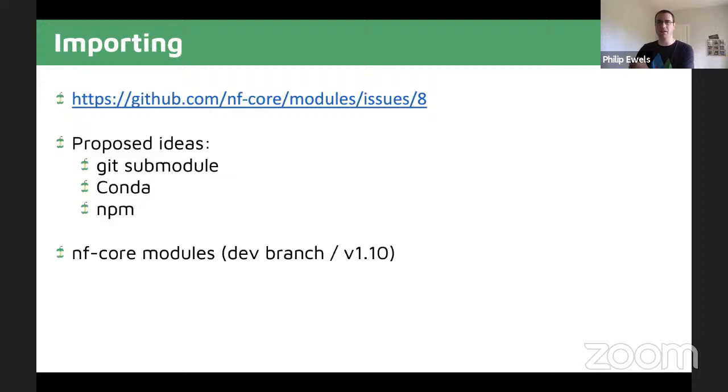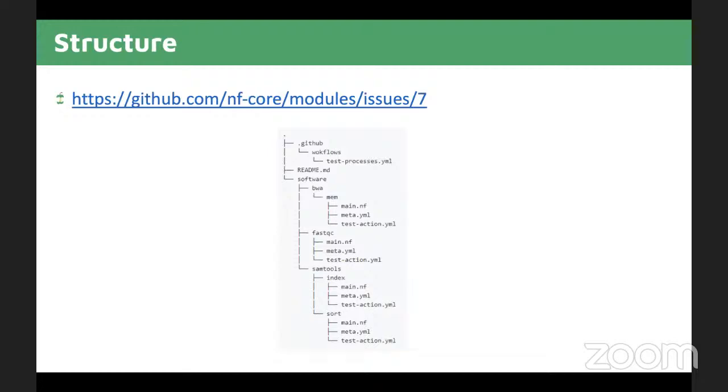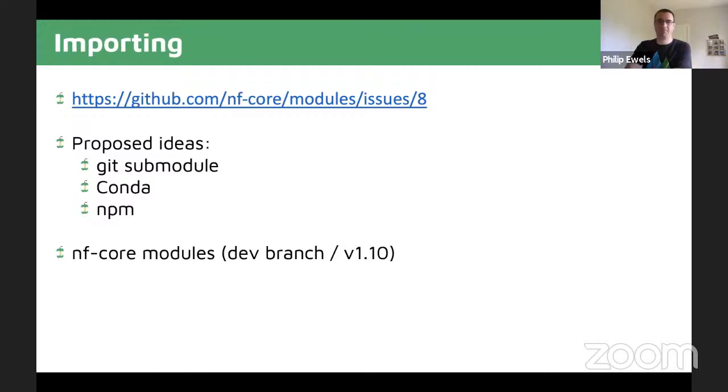Right, importing. This is where I said I was going to come back to in a bit more detail. So we do have a question from Maxime, and it is, how can we specify the version of a given program within an NF core module? I'm about to tell you.